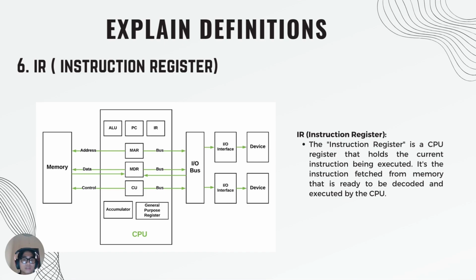The next one is IR, which is the instruction register. The instruction register is also a CPU register that holds the current instruction being executed, and it is the instruction fetched from memory that is ready to be decoded and executed by the CPU.